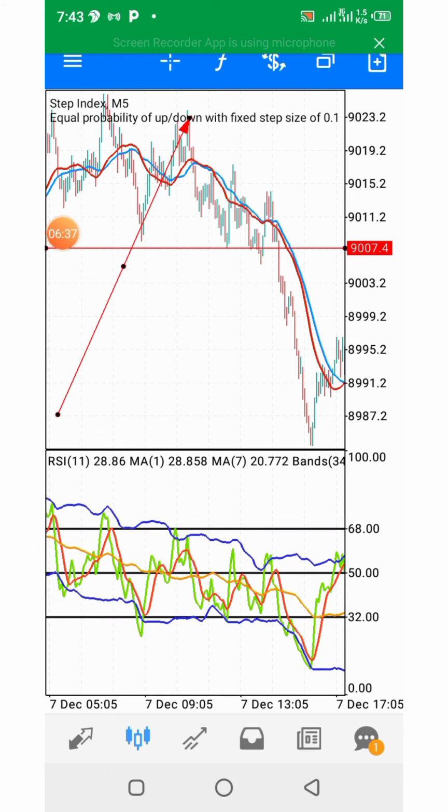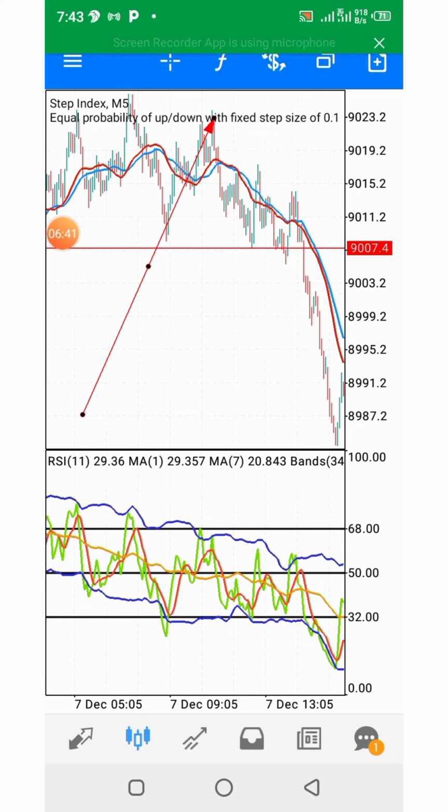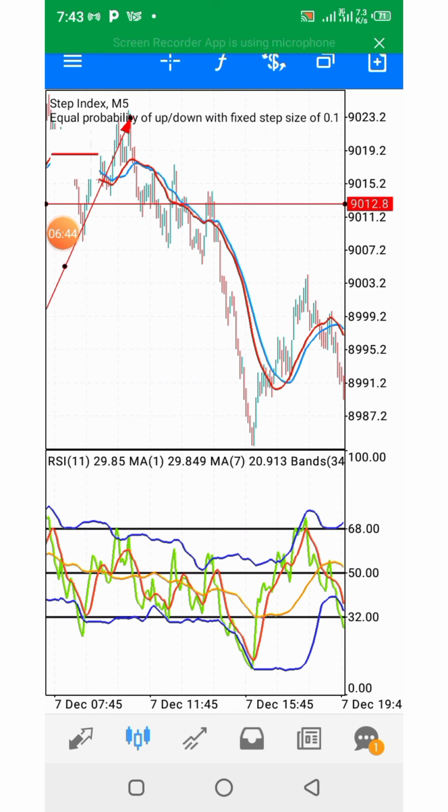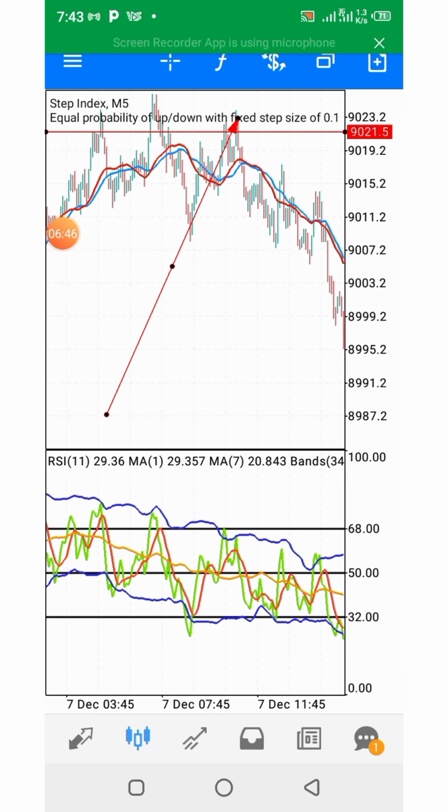Some people will even place it at this point when they see that the market was heading to the resistance level here.